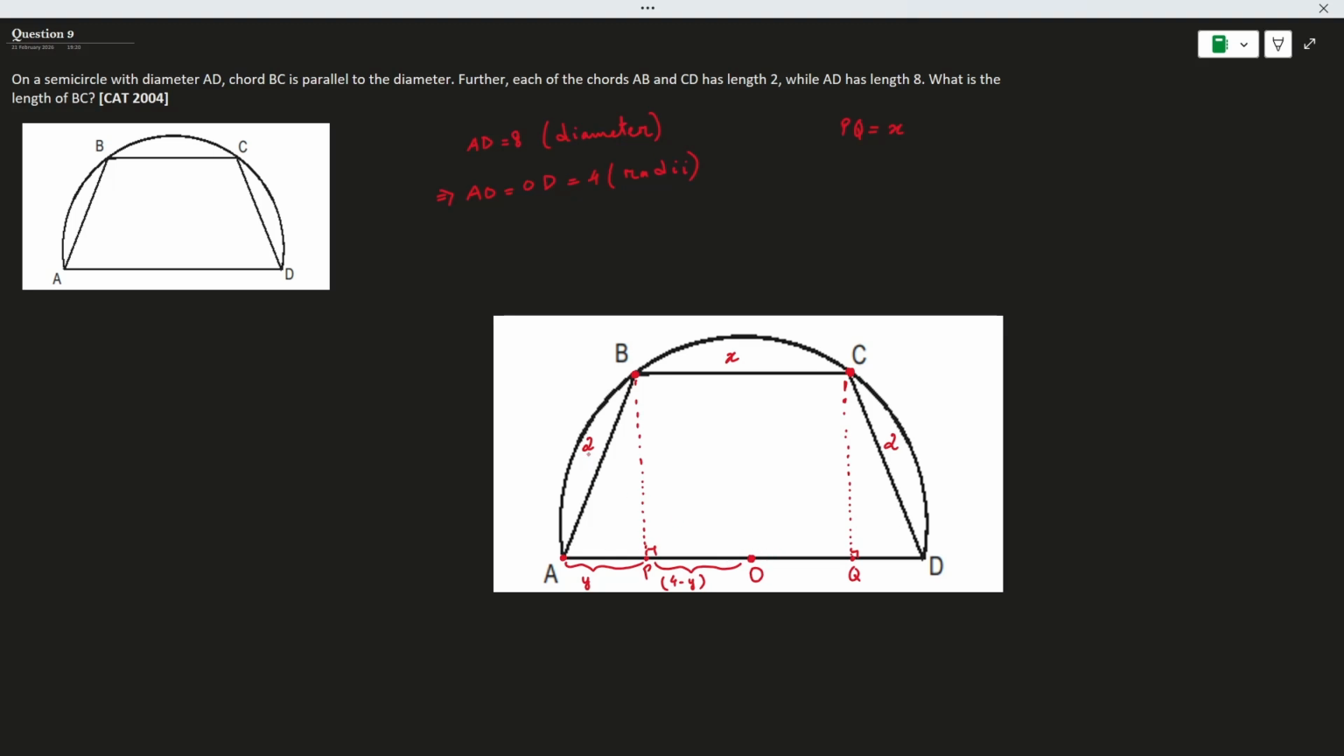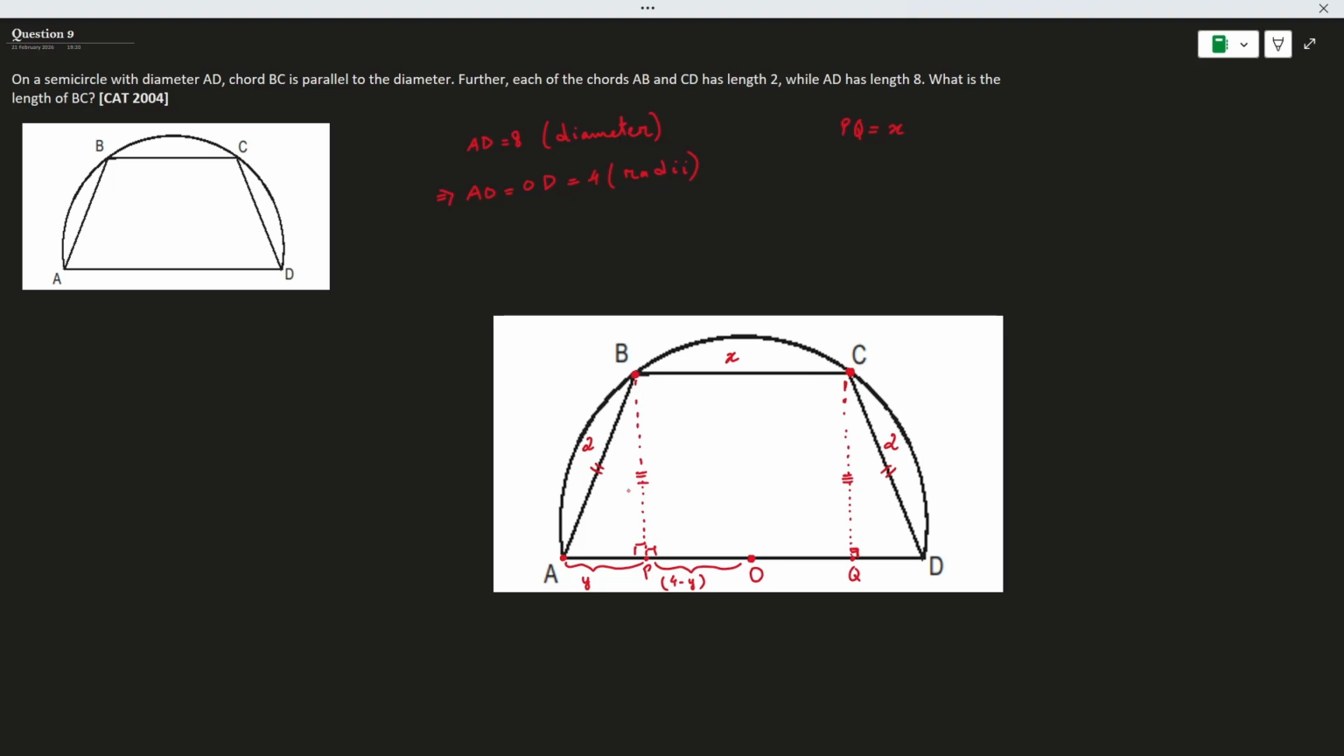Alright. Now see, this side is equal to this side, right? Then this is 90 degree. This is also 90 degree. And this is the height. Since BC and AD are parallel, that means the perpendicular distance between two parallel lines is equal, right? So this equal to this.